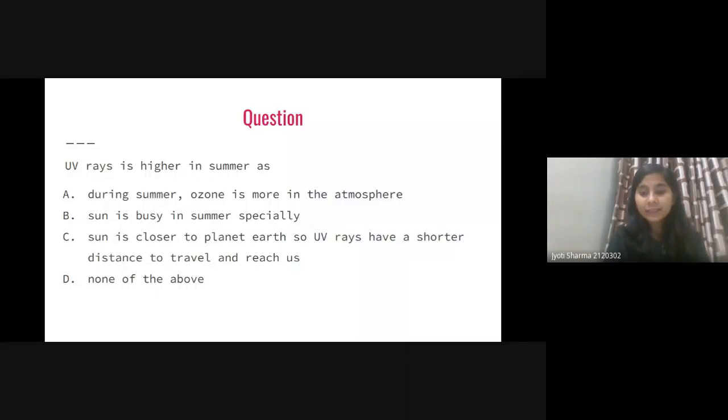Answer should be C. The sun is not busy in summer, but yes, the sun is closer to our planet. That's why we have a higher concentration of ultraviolet radiation in the summertime.